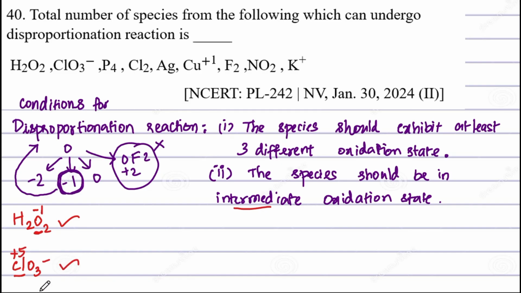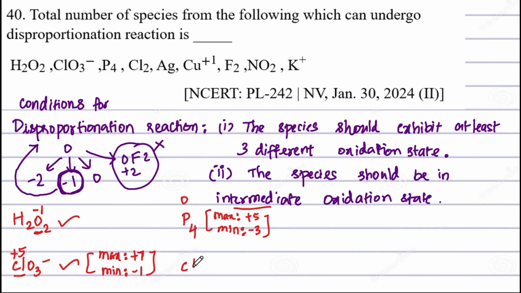So this is also the intermediate oxidation state, because chlorine shows a maximum oxidation state of +7. So the maximum oxidation state shown by chlorine is +7, and the minimum oxidation state shown by chlorine is -1. So this +5 is in between the +7 and -1. So it will undergo disproportionation reaction. Then going to P4. So in elemental state, phosphorus is having the oxidation state of 0, and phosphorus shows the maximum oxidation state of +5 and minimum oxidation state of -3. So it is the intermediate oxidation state. So obviously it will undergo disproportionation reaction.